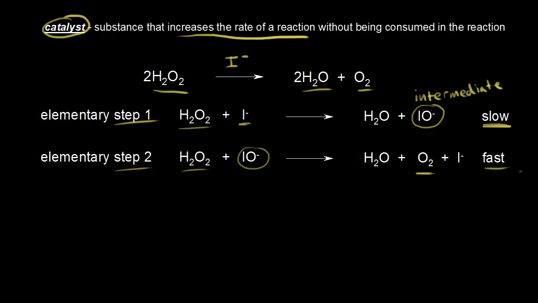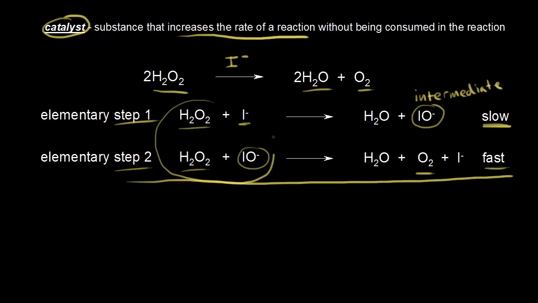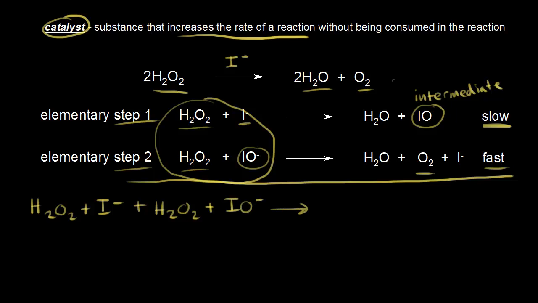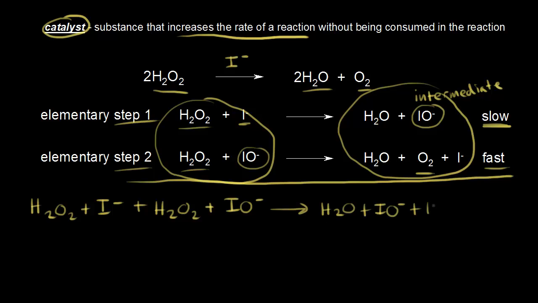Remember, for a mechanism, a possible mechanism must have elementary steps that add up to the overall reaction. So if we add our two steps together, we should get our overall reaction. We're going to add all of our reactants together. So that would be H2O2 plus I minus plus another H2O2 plus IO minus, and that should give us our products. So our products, circle all of them over here: we have H2O plus IO minus plus H2O plus O2 plus I minus. So we have a lot going on there.